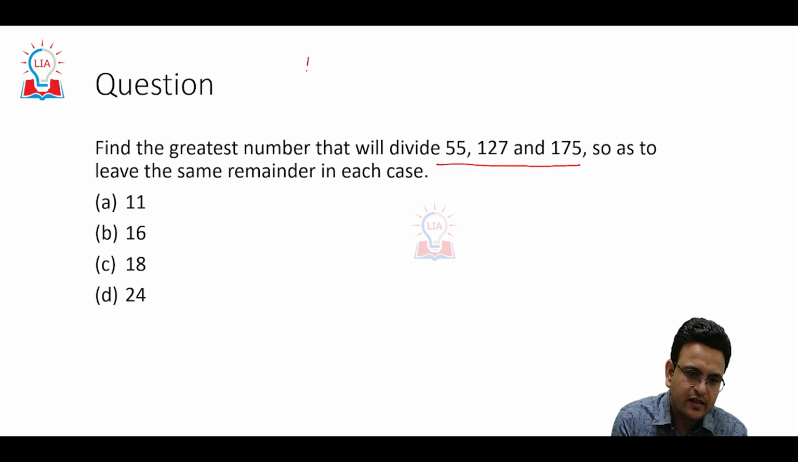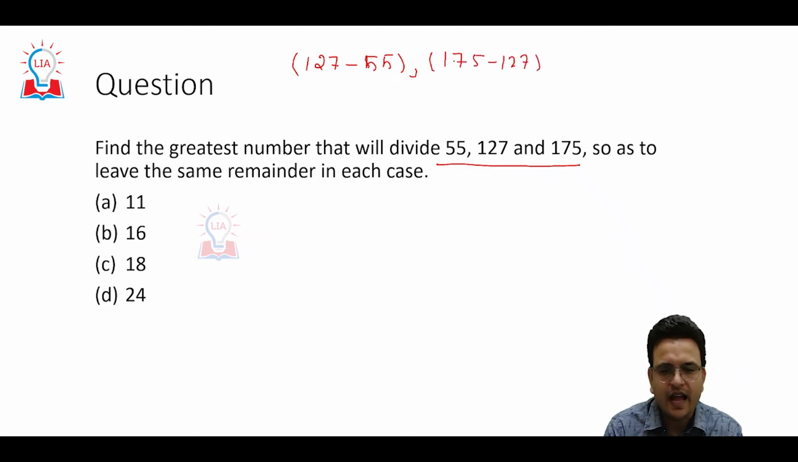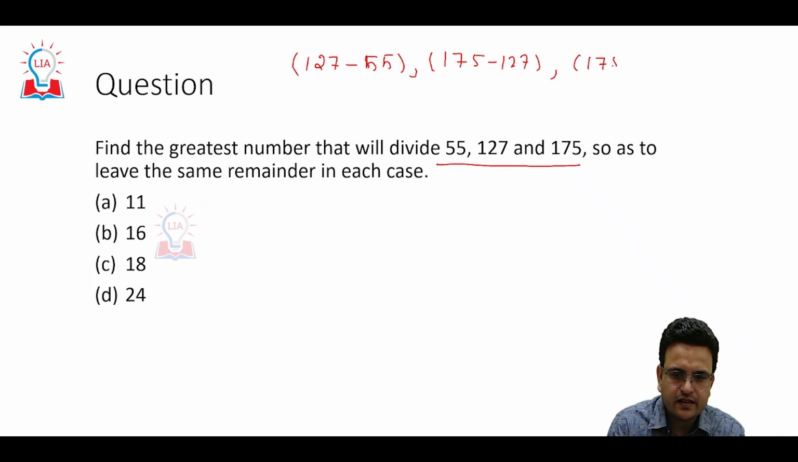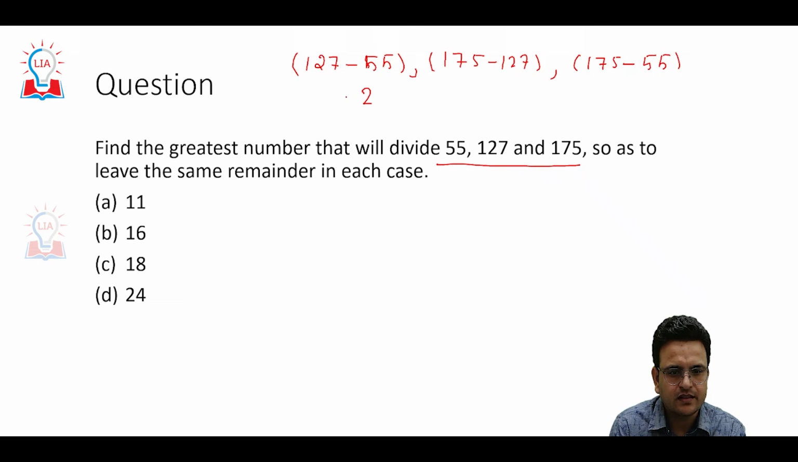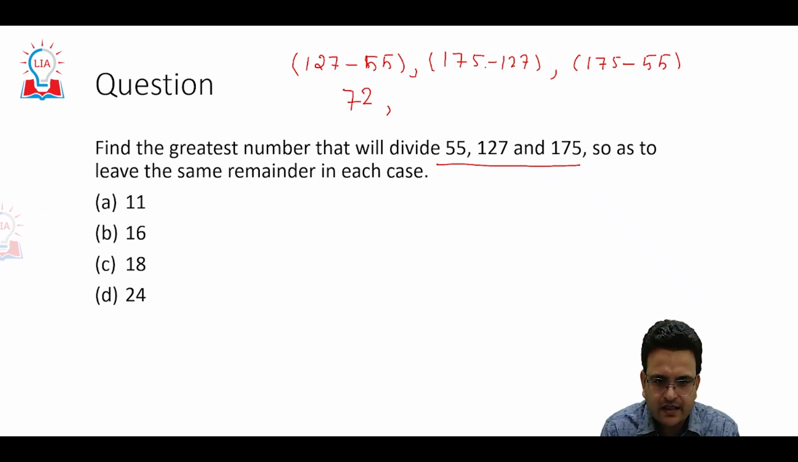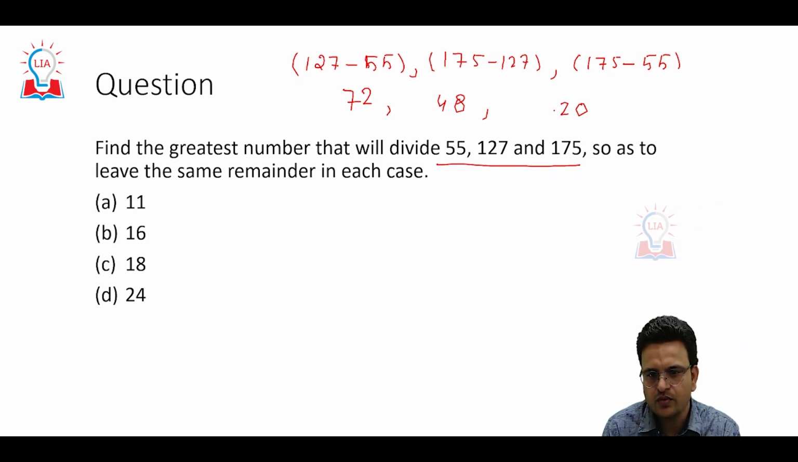you will solve like this: 127 minus 55, you will get one number, then 175 minus 127, you will get one number, and then 175 minus 55, you will get another number. Then here you will get 72, here you will get 48, and here you will get 120.